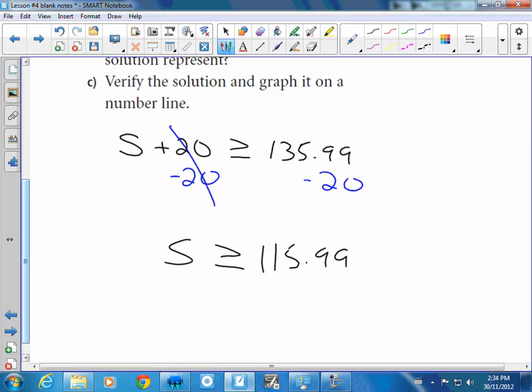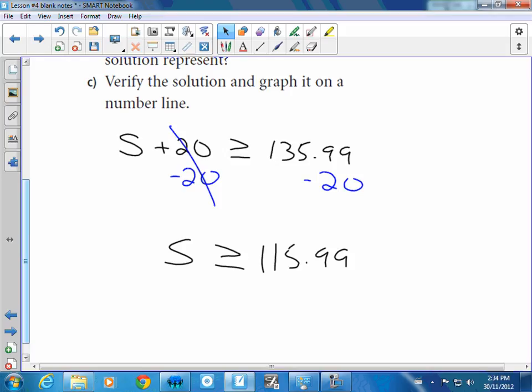115.99. So what does that actually mean? It means she needs 115 dollars and 99 cents to go. Yes, minimum. Could she save more than that? Yes, she would. She'd have some left over for the snowmobile helmet.